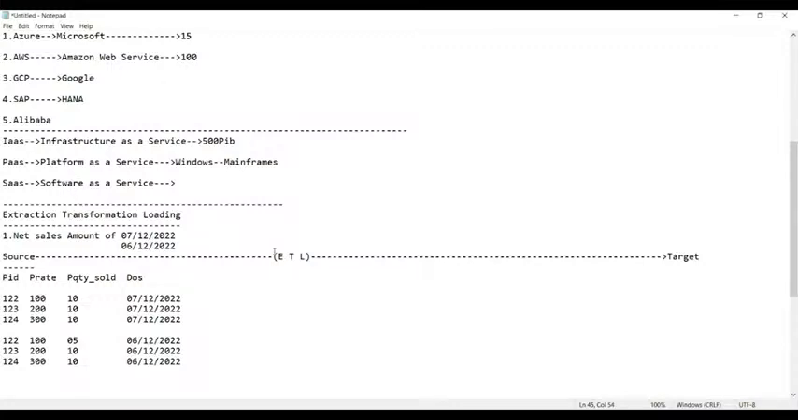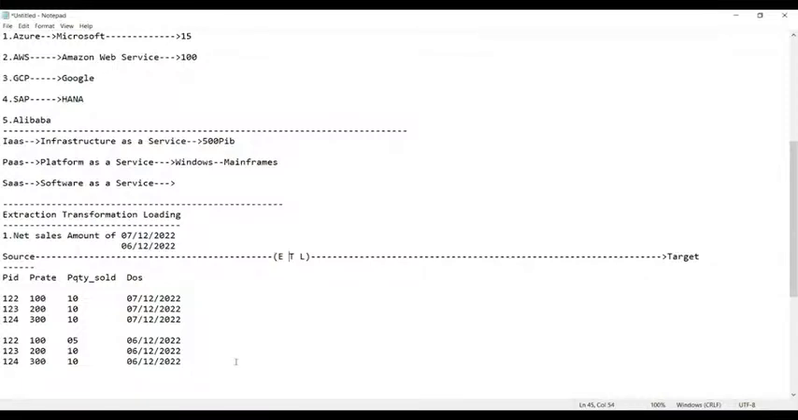So tell me now, what do you mean by extraction? Extraction is the process of pulling in the required data. Pulling in the required data.